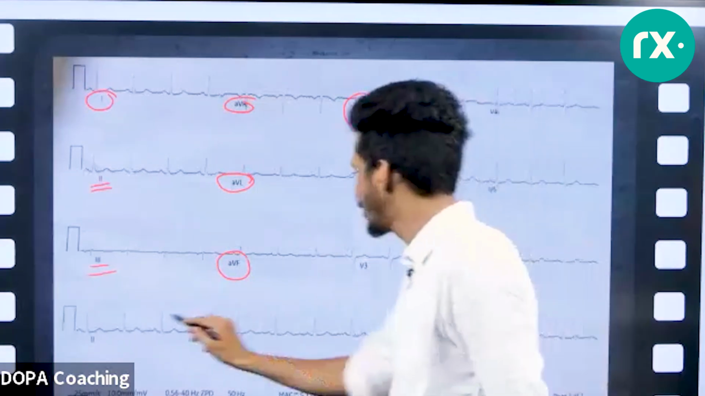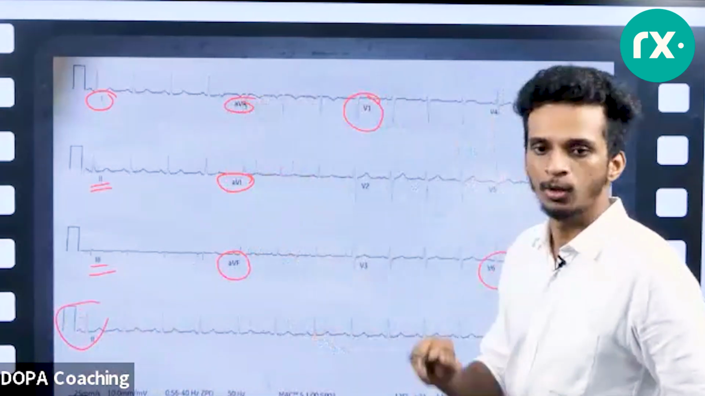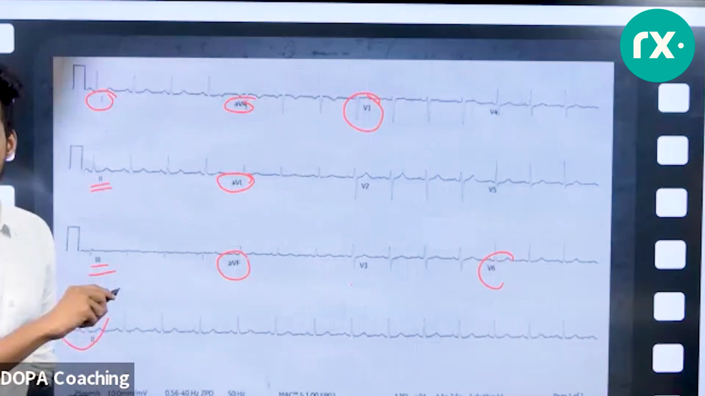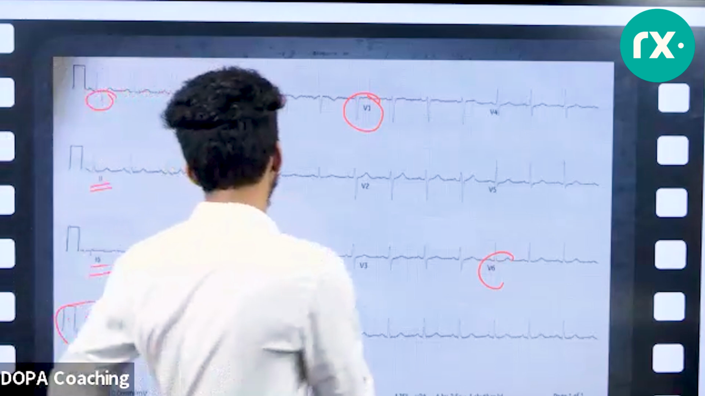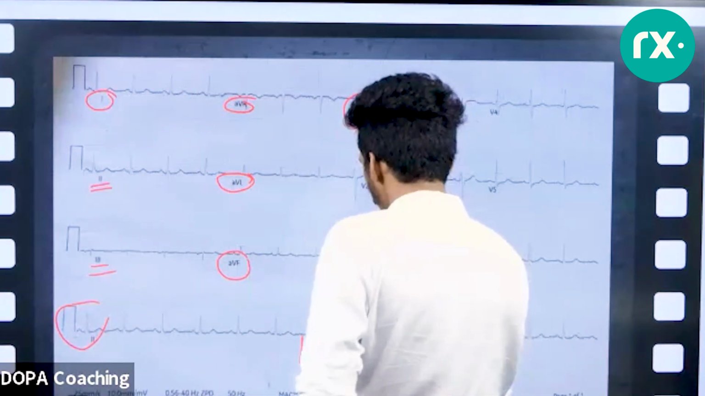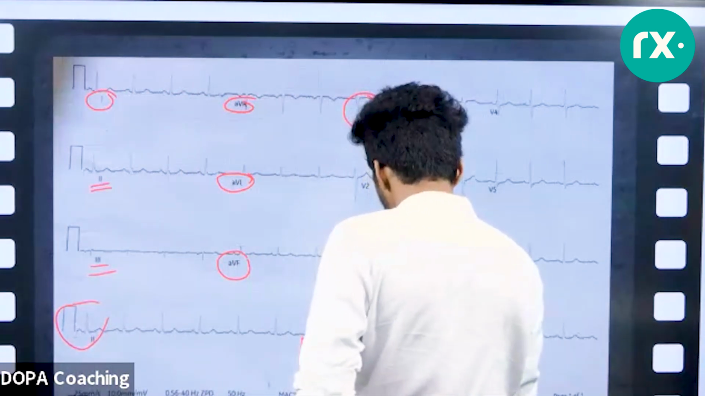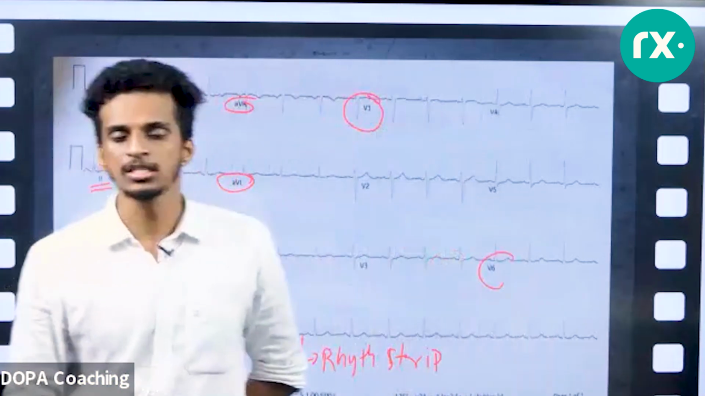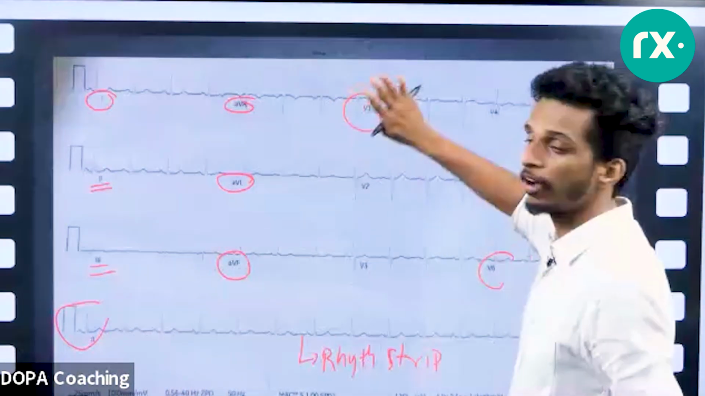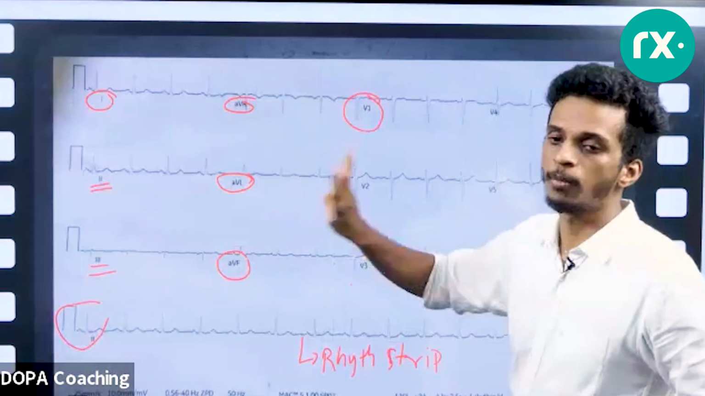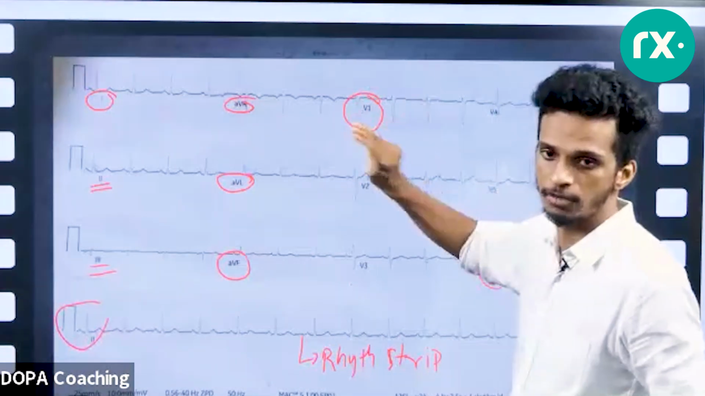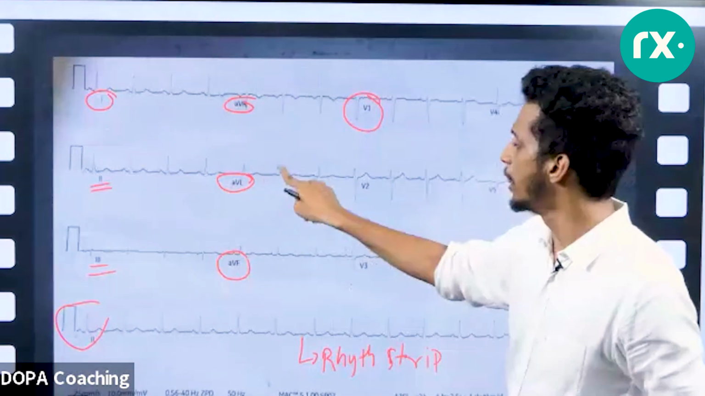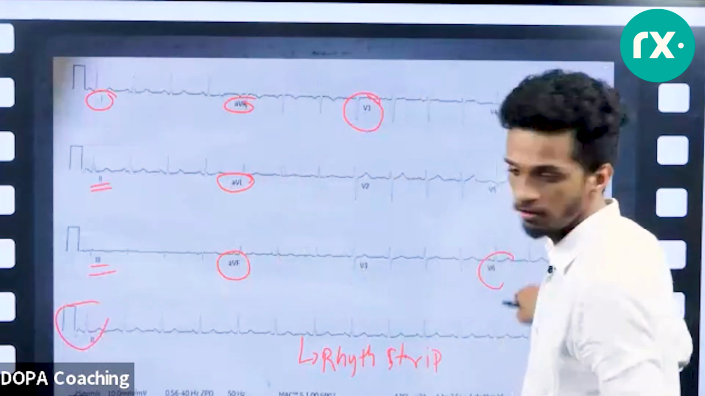And you see a separate wave here. You might be having a doubt about what lead this is. This is actually not a lead. This is called the rhythm strip, and it is usually present in our routine ECGs, but not always. Usually what you find is these 12 leads: lead 1, lead 2, lead 3, lead AVR, lead AVL, lead AVF, and lead V1 to V6.